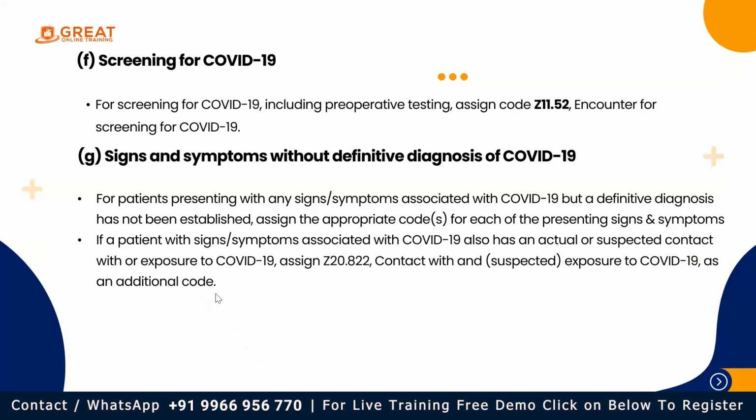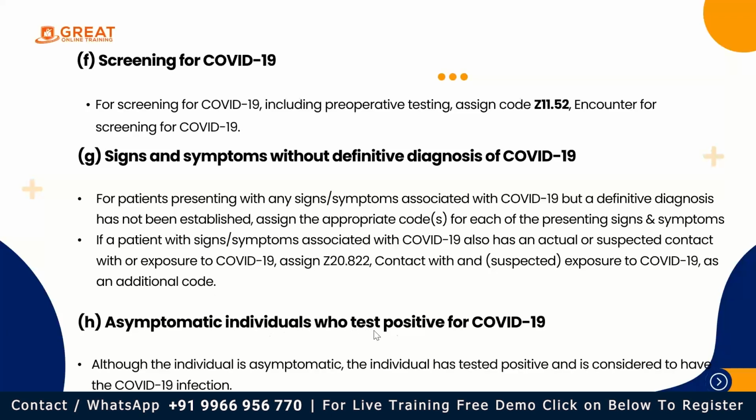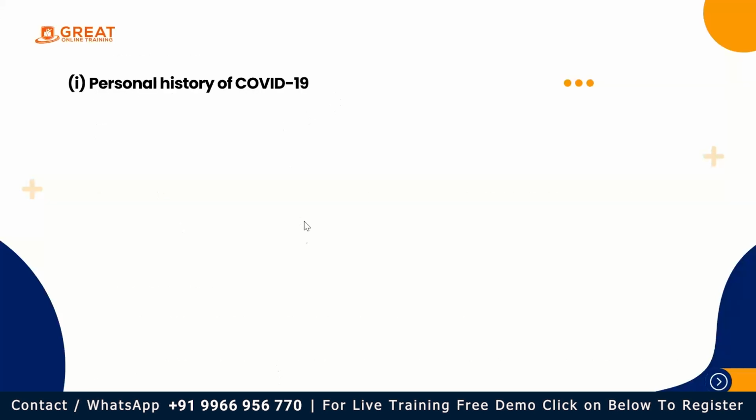The same guideline. Asymptomatic individuals who test positive for COVID-19. Although the individual is asymptomatic, the individual has tested positive and is considered to have COVID-19 infection. Okay, so if the test is positive and symptoms are not there, in that case also you can code. If the test is positive, you can use U07.1 code.